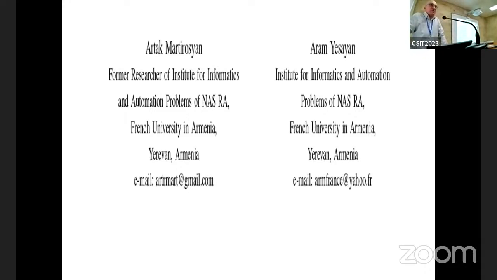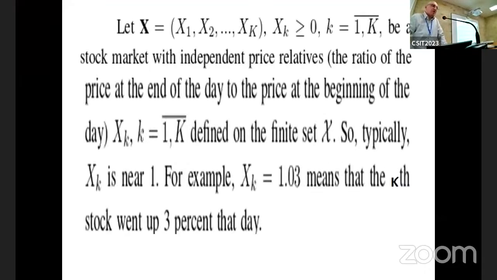Artag Martirosyan was a former researcher of this institute, and right now he is teaching financial mathematics at French University in Armenia. So before showing the main result, I want to do some introduction. What does it mean, stock market, portfolio, etc.? So a stock market is a collection of price relatives. Price relatives are random variables defined on the finite set calligraphic X.